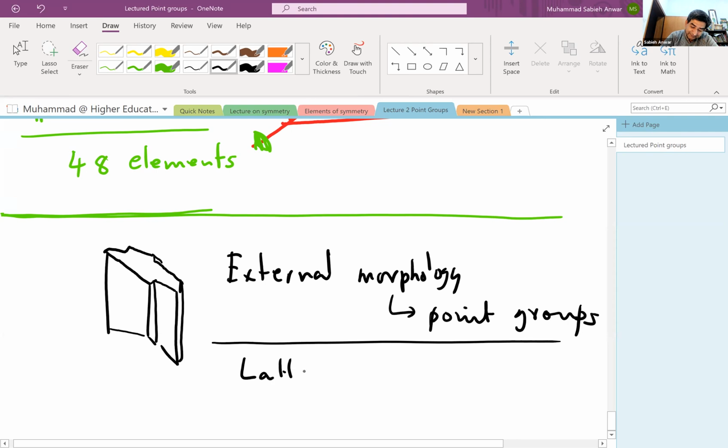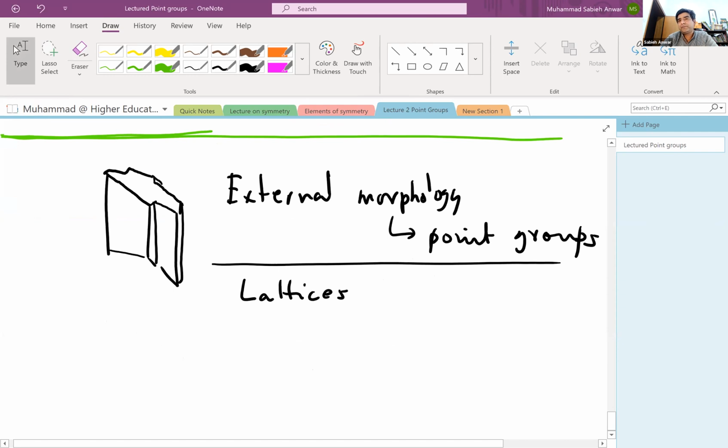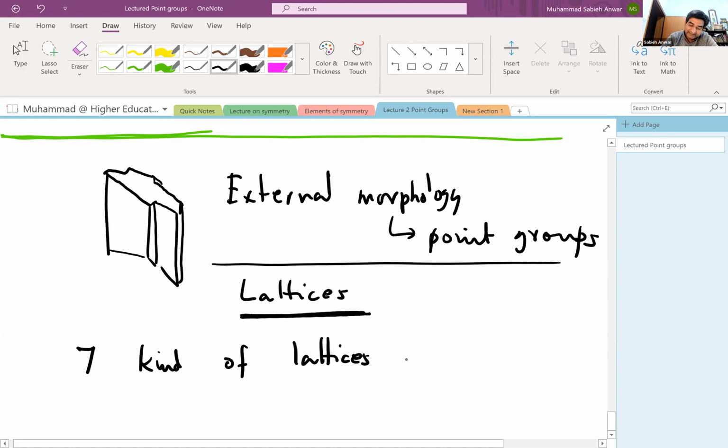Lattices can also be lumped into one of the 32 point groups. Crystal structures, if you ignore the translational symmetry elements, can also be lumped into one of the 32 point groups. Now, these point groups impose certain constraints on the lattices. And as a result of these constraints, there are only 7 kinds of lattices. And these lattices are called crystal systems.